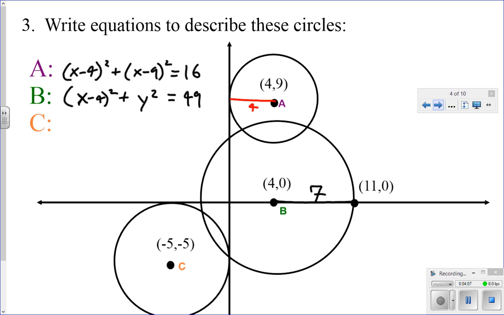And then C, I can see that it intercepts here and here. With the center at (-5, -5), that forces my radius to be 5. And again, I can get this to be (x plus 5) squared plus (y plus 5) squared equals 25. So that's being able to look at our graphs and find equations of our circles.